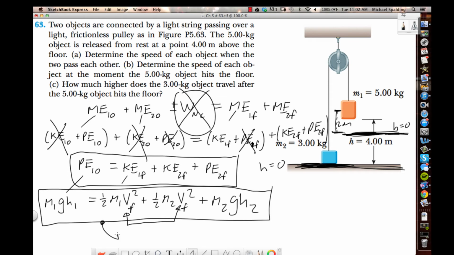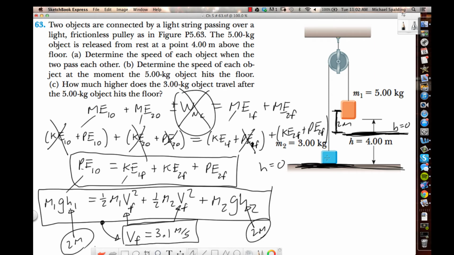Guys, the only thing missing in this equation is velocity. I'm kind of short on time here, so you solve that for velocity, and you're going to get 3.1 meters per second. So you do the algebra. For example, what's H1 here? H1 is 2 meters. That's this right here. And what's H2? Also 2 meters, because how high does M2 go up? 2 meters. And then you've got the M's. So just do the algebra and solve for V final.